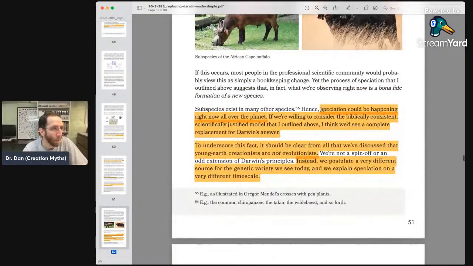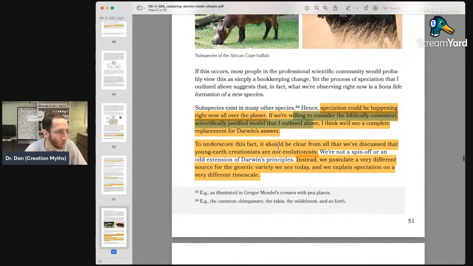So speciation could be happening right now. Oh, it is. There's lots of examples of speciation happening right now. I mentioned a few earlier. If you're willing to consider the biblically consistent, scientifically justified model, lot of credit he's given himself there. Okay, to underscore this fact, young Earth creationists are not evolutionists. Doth protest too much is what's going on right here.